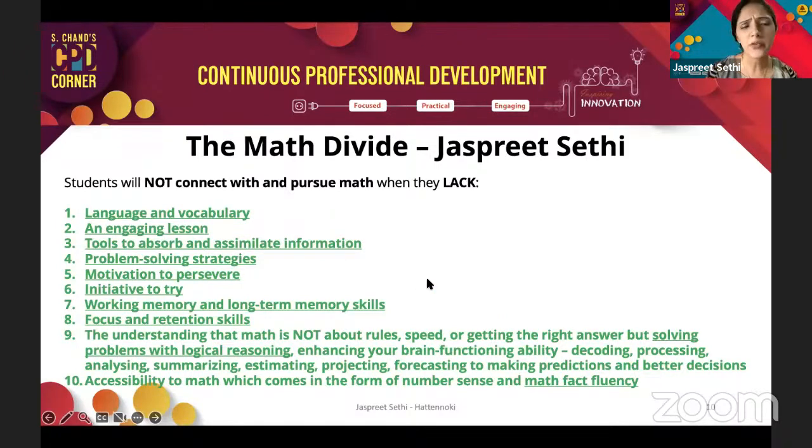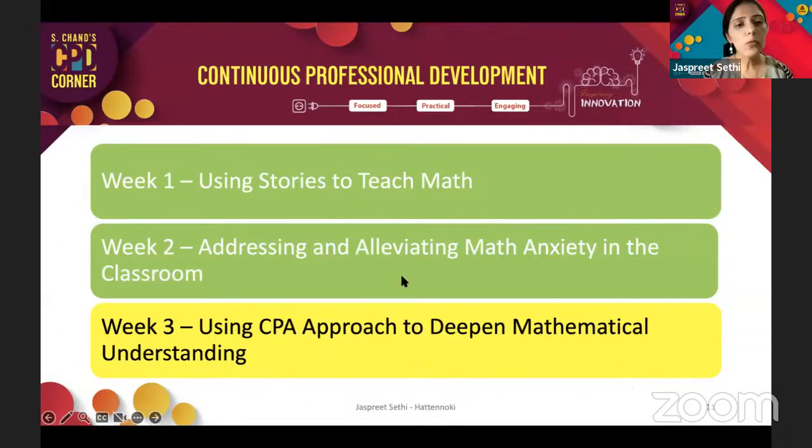Even then, I will, of course, not cover the entire rainbow that math is. But I'm hoping I am sparking some ideas, some innovative strategies for you to take back. So week 1 was using stories to teach math. Week 2 was addressing and alleviating math anxiety in the classroom. And today is using CPA, Concrete Pictorial Abstract.